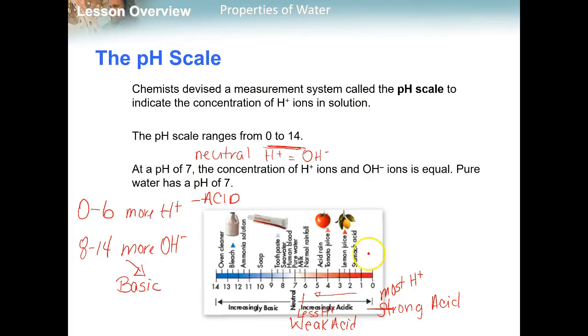So let's take a look. Stomach acid, that falls between 1 and 2 on the scale, so we'll say 1.5. Since that's close to 0, stomach acid is a strong acid. Let me tell you how strong that is. If you were to take stomach acid out of your stomach and put it onto your car, it would eat in through the finish and into the paint of your car. It's that strong. Okay, so it's really, really strong.